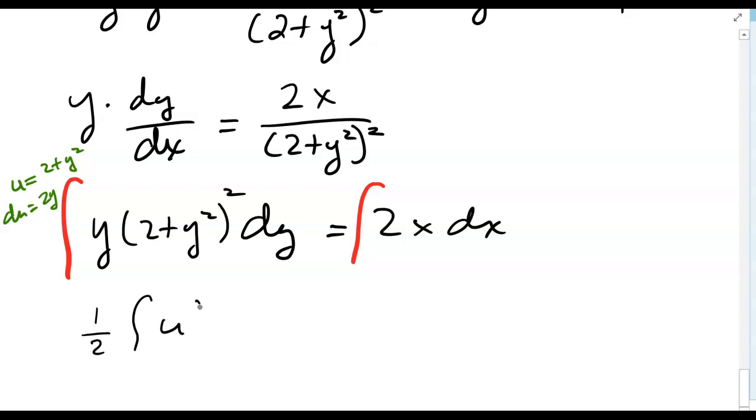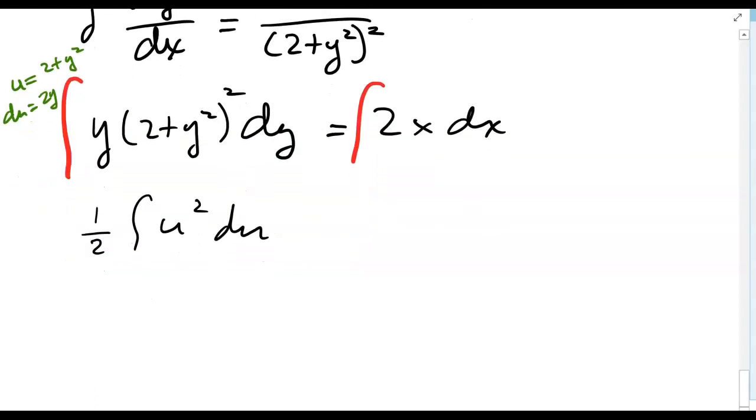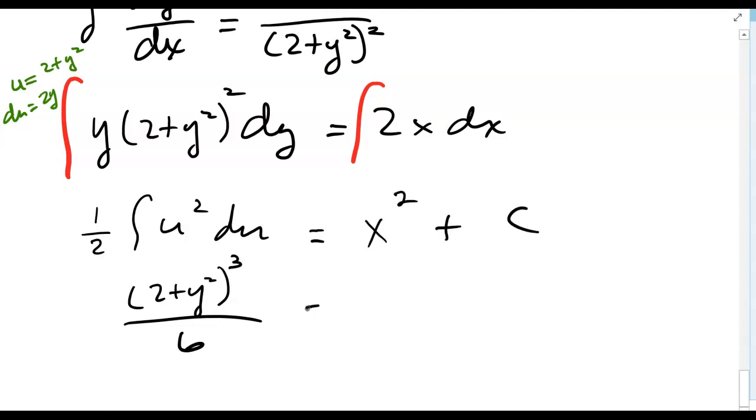1/2 integral of u squared du, which is 1/2 u cubed over 3. When I put my y back in, I'm doing the u sub really quick, is (2 plus y squared) cubed over 6 I end up with. And this one's just going to be x squared, right? 2x squared divided by 2 plus your c.